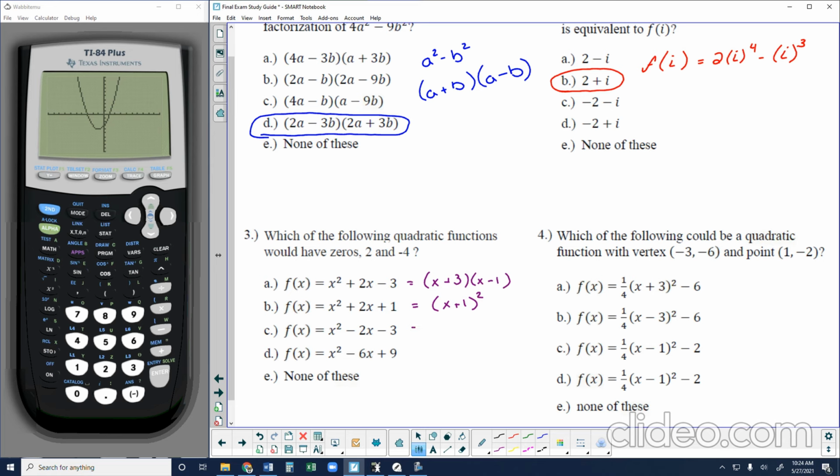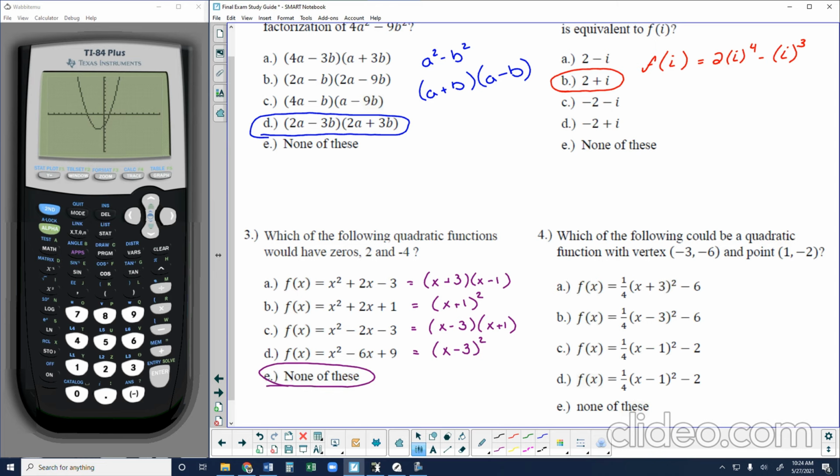The third one factors into x minus 3 and x plus 1. So there I would have zeros positive 3 and negative 1. That's not correct. And the fourth one factors into x minus 3 quantity squared, which would give me zeros of positive 3. So in this case, none of these would have zeros 2 and negative 4. You can find the zeros by factoring or by graphing.